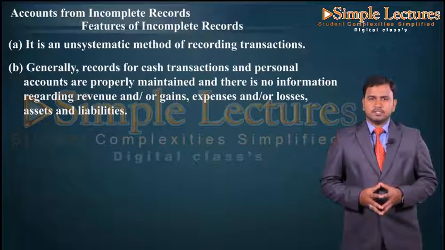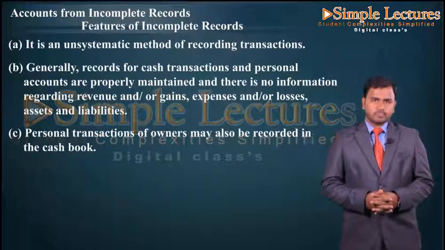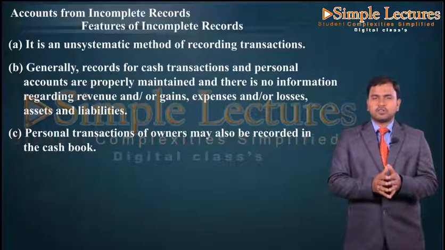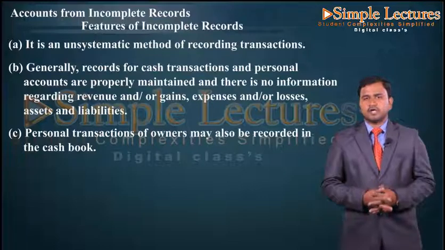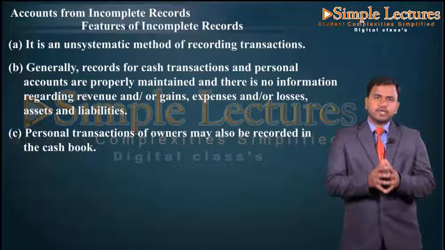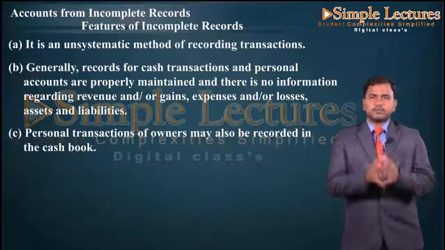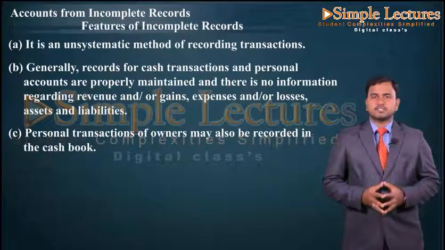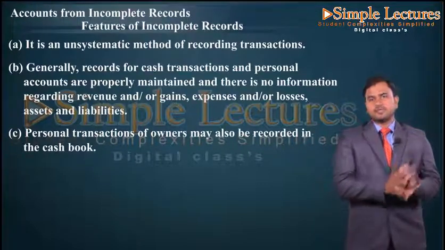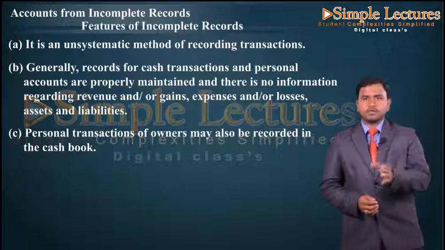And the third feature is that personal transactions of owners may also be recorded in the cash book. When it is unsystematic, even personal transactions will be recorded in the cash book. In an organization, we maintain a cash book according to the law, where only the cash transactions of the business are recorded. Business is separate and ownership is separate, so none of the personal expenditure or personal transactions will be recorded in the cash book.